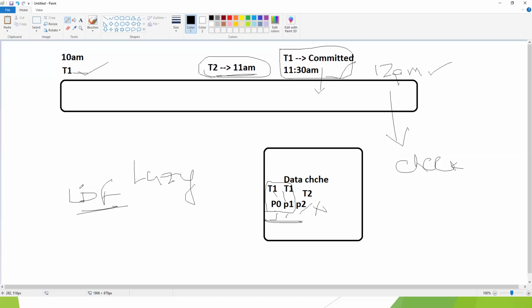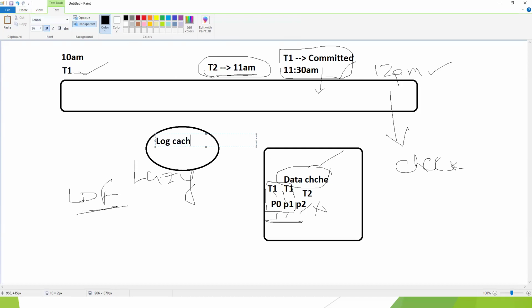What are the changes that belong to that transaction? Those will be moved to the LDF, right? Correct. This is the data cache, right? So in the data cache, you will have only the data pages, and you have some other memory area called a log cache. I mentioned that the size of the log cache is around 64 KB, for example, the max size.